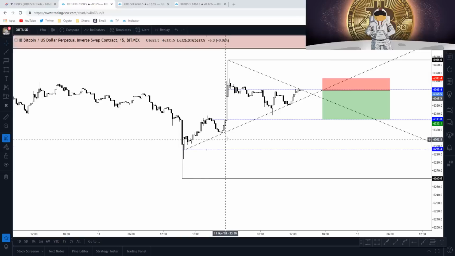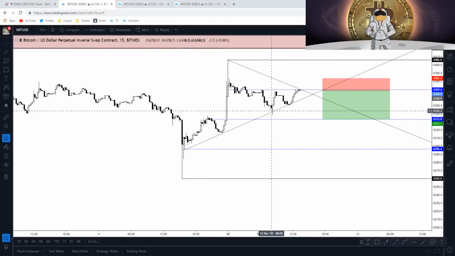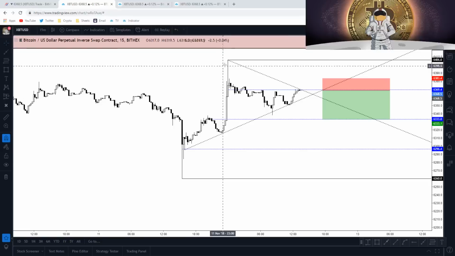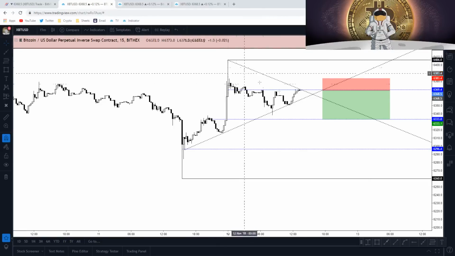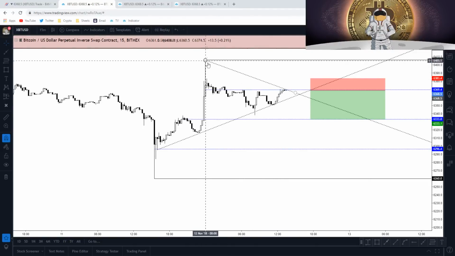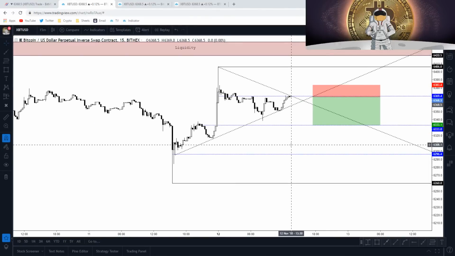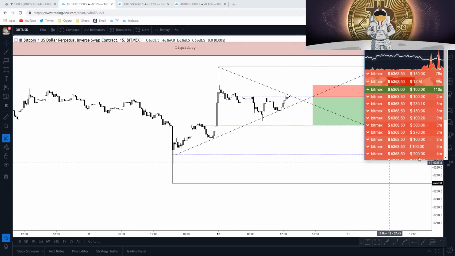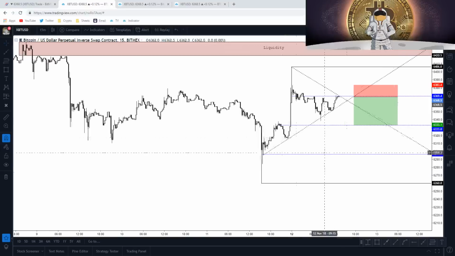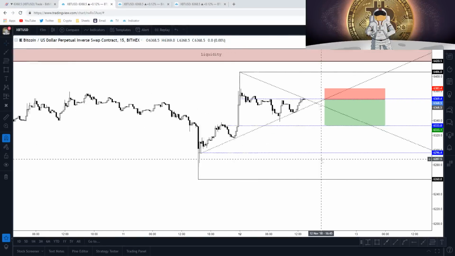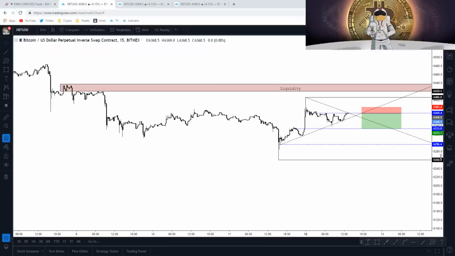How many points of contact? 1, 2, fake out, 3. 4 points of contact. The only problem is this top line is not valid. It's only 2 points of contact. But I don't think it's bad for a scalp short, to be honest. Anyway, is there anything else about this chart?